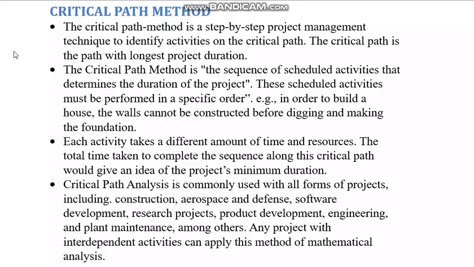Dear students, welcome to another lecture in industrial engineering. Today, let us discuss the critical path method.